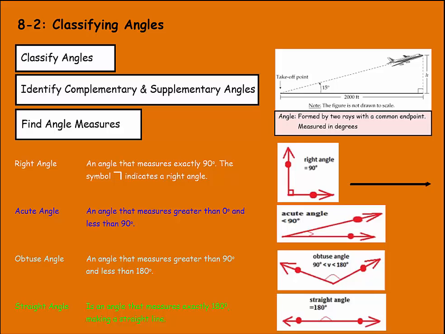We're on lesson 2 of chapter 8, which is classifying angles. So first we're going to classify angles. Next we're going to identify complementary and supplementary angles. Then we're going to find angle measures. First, what is an angle?